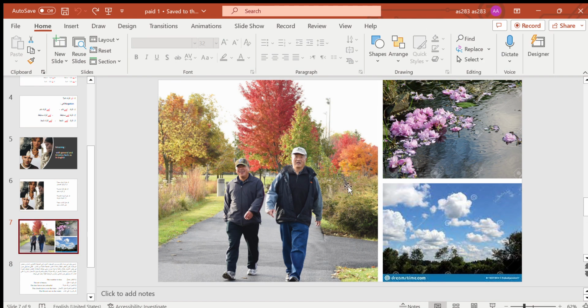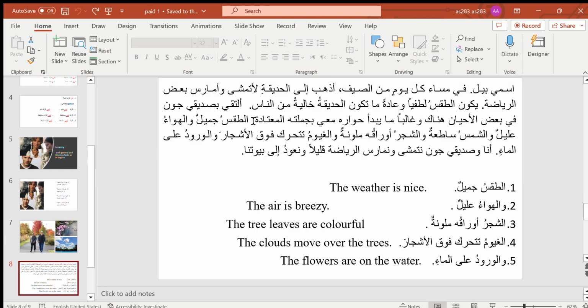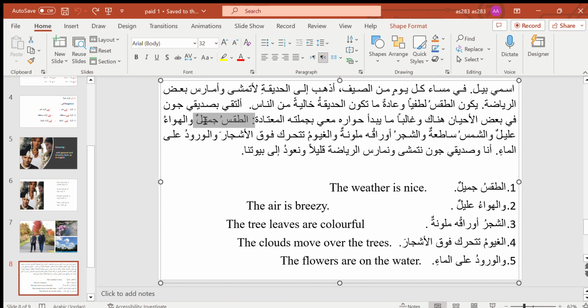Okay, let me go back to the photos here. So you can see that I think the weather is nice, isn't it? Okay, so if it is nice, we can recognize that he said something good about the weather. الطقس جميل. الطقس جميل, which means the weather is nice, and this is presented here in the first sentence. Okay, what does he say about the air? If the weather is nice, so the air is absolutely something amazing and nice. But here we have the word breezy, which means عليل.